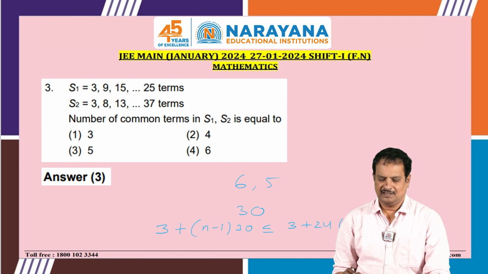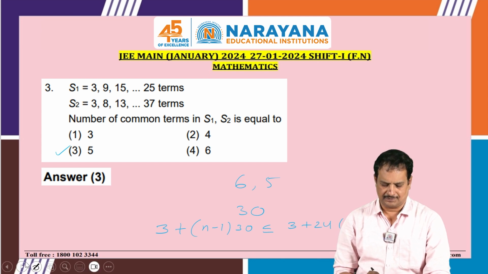So thereby you will be getting the third one, which is there are 5 common terms. So this is the process of solving the number of common terms in S1 and S2. Just take the first common term, and after that take the LCM of the common differences of the first and second series, that will become the common difference of the series formed by the common terms. Okay, this is the process of solving the problem. Now let's go for the next question.